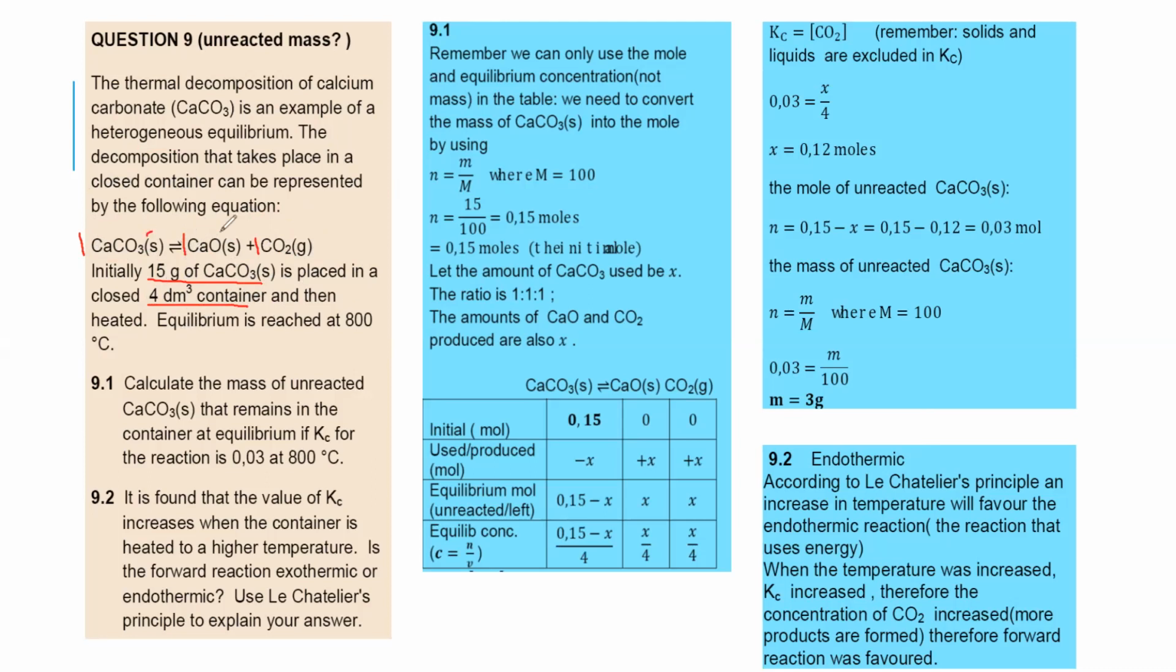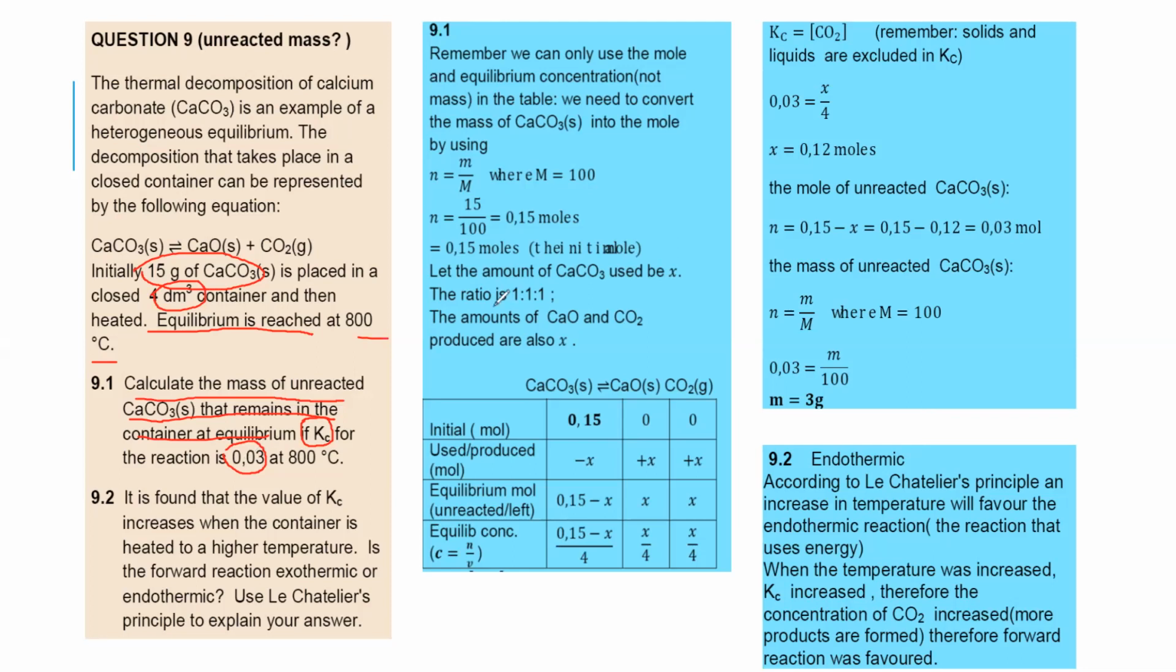It decomposes, producing this, and at the same time these two produce that, after a while. That is how we have the rate of forward reaction equal to the rate of reverse reaction when equilibrium is reached at 800 degrees Celsius. Then I'm going to calculate the mass of unreacted calcium carbonate that remains in the container if Kc for the reaction is 0.03. They gave us Kc, the initial amount of reactant on the left-hand side, and the volume of the container.